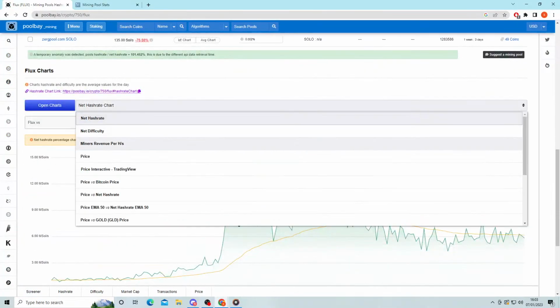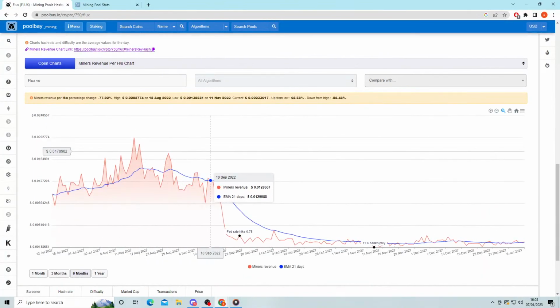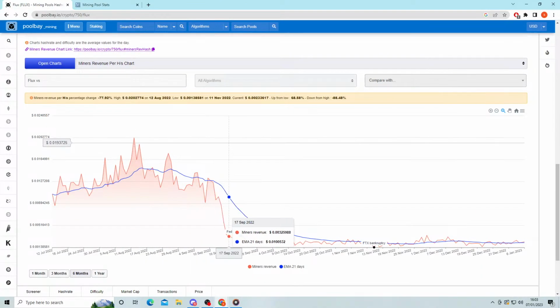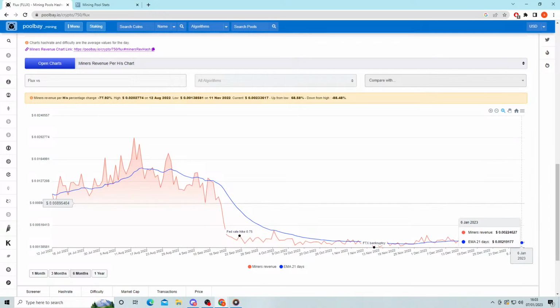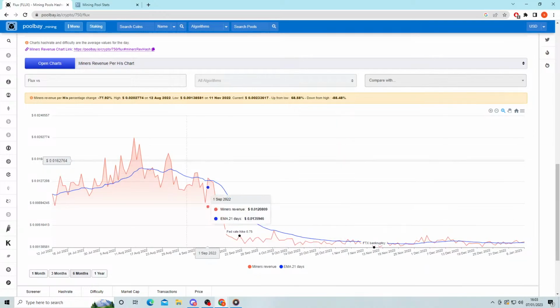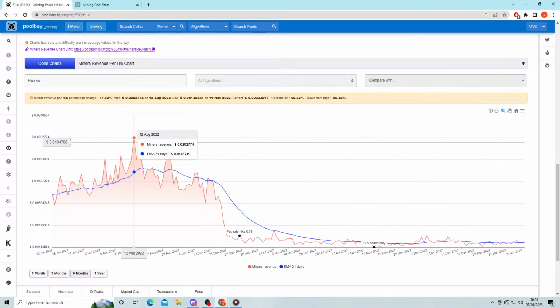Scroll down per mega hash. So yeah, Flux has had a dip off as well. All these GPU mining coins will have a dip off. This was obviously expected, but I didn't expect it to be that much. So we're at 0.02 per mega hash here, and at the peak we are at 0.02. So an order of magnitude again for all these coins.